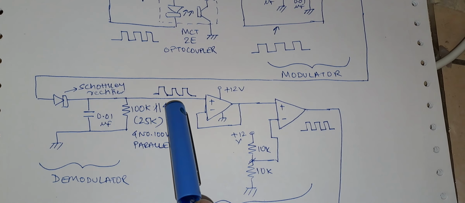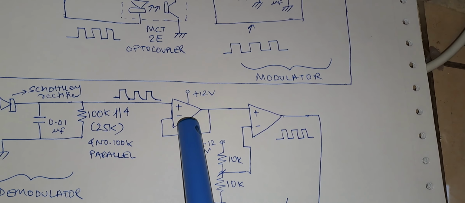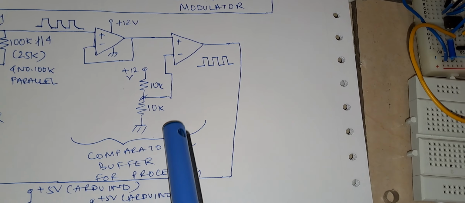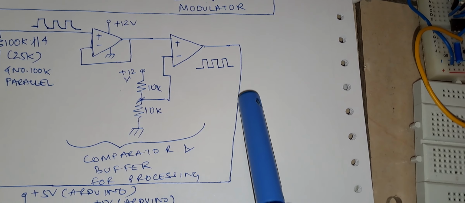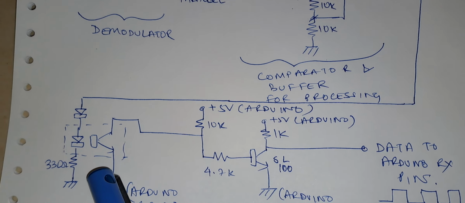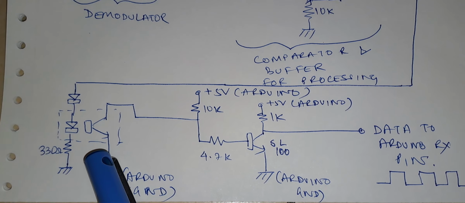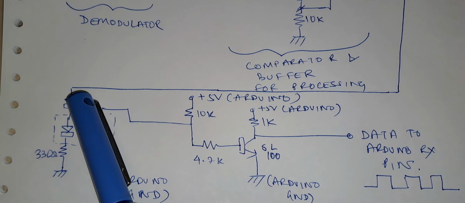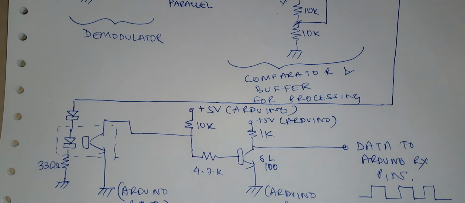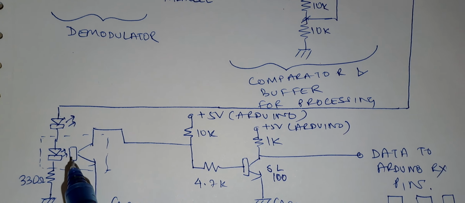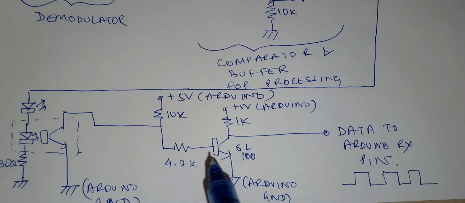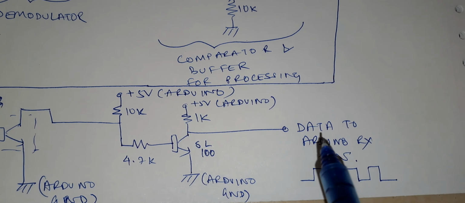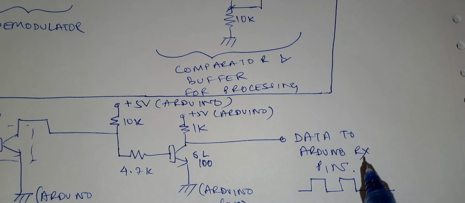The output of the demodulator is fed to unity gain buffer to prevent overloading of the circuit. Finally, it is fed to the comparator. So this is the data comparator and buffer circuit. Finally, it is coming here and it is fed to another optocoupler, MCT2E optocoupler IC. So from here, this is an LED basically. I have corrected the diagram. This is an LED, so optocoupler. It is coming here. It is inverted by SL100 transistor here. Then finally the data is fed to Arduino Uno receive pin.